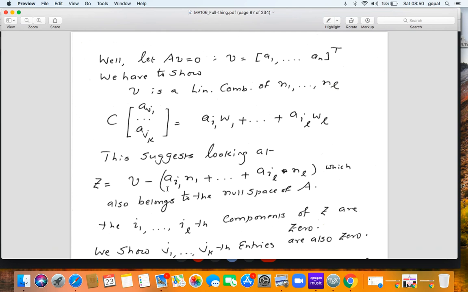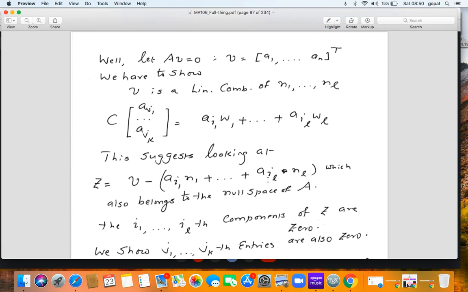Let us look at the coefficients. Let us look at its components. What is the I1th entry of Z? What is the I1th entry of N1? 1. Remember, how do you get N1? Xi1 was 1. Other free variables were 0. Xi2, Xi3, ..., Xil were assigned 0. So ai1 n1 will have ai1 in the I1th slot. V also has ai1 in the I1th slot, so that ai1 will cancel out.